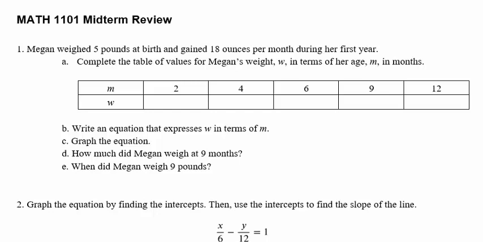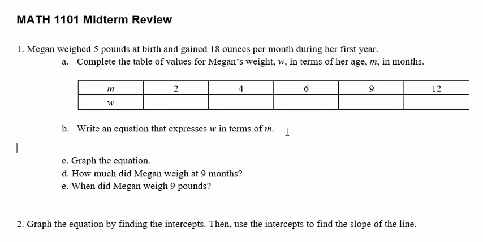Let's take a look at some of the problems on the Math 1101 midterm review. So number 1, it says Megan weighed 5 pounds at birth and gained 18 ounces per month during her first year. We want to complete the table of values for Megan's weight, W, in terms of her age, M, in months. Okay, and so we're just going to fill in some of these values in the table. One thing that may help is if we go ahead and write a formula.